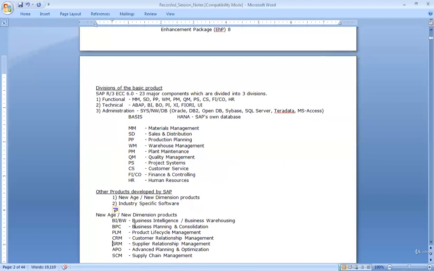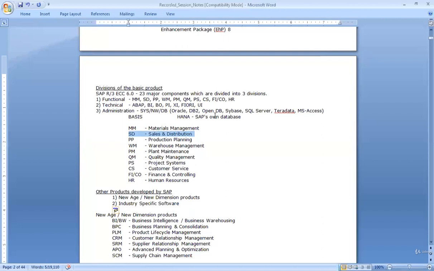If you look at these products, you will realize that some of these products, in fact, most of these products, they're already handled in one of the core components. For example, if you talk about CRM, customer relationship management. Now, why does a company require a customer? Basically, to sell the material or the service which it provides, right? So, customer, since they are used for sales, customer management is already there in the SD component, right?